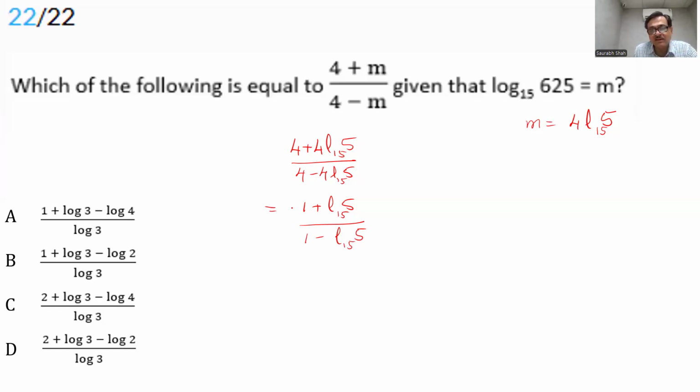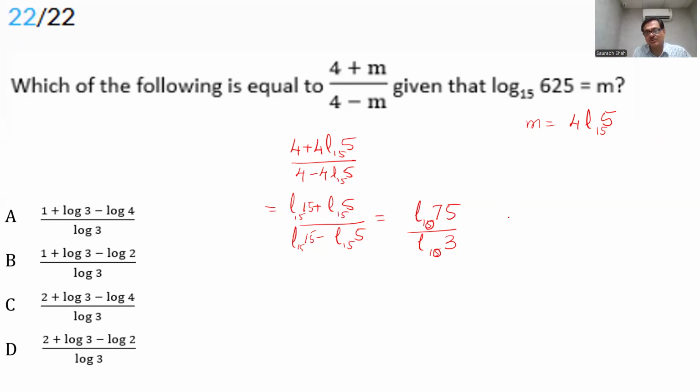Now 1 can be written as log 15 to the base 15. So what do we have now? This becomes log 15 plus log 5 to the base 15, which is log 75 to the base 15, divided by log 15 divided by 5, which becomes log 3 to the base 15. Now this is one secret here. Log to the base 15 divided by log to the base 15, you can simply change 15 to 10. This is permitted. Remember, only in division like this you can change both. If the bases are the same, you can change them to any new base.